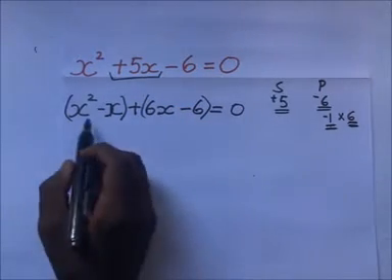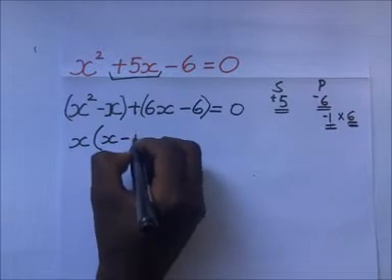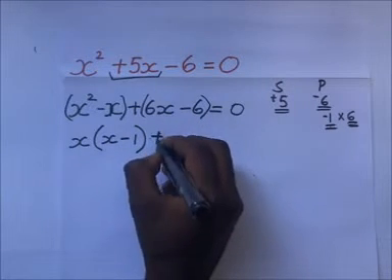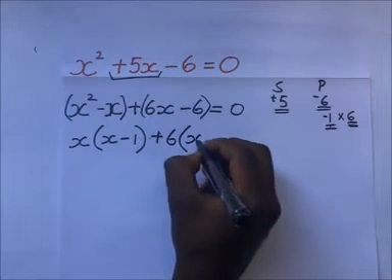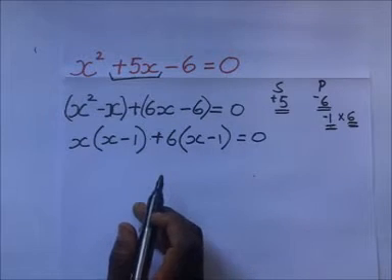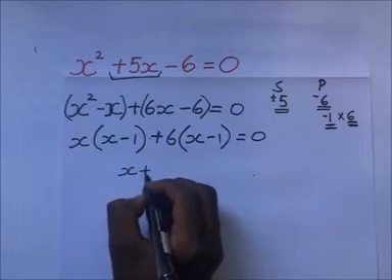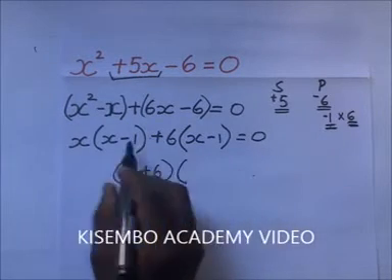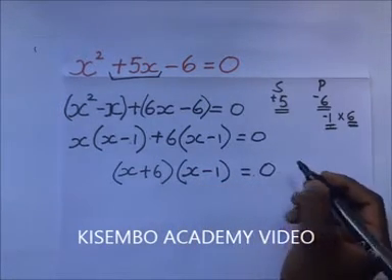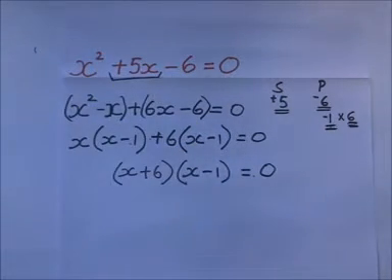and factorize out. The common term here is x, so x is outside the brackets into x minus 1. The common factor here is positive 6, so it's going to be plus 6 into still x minus 1 is equal to 0. And so definitely the terms outside the brackets will remain on their own, so it is x plus 6 in its own bracket into x minus 1 is equal to 0. So when we reach that stage, we have factorized this quadratic equation.